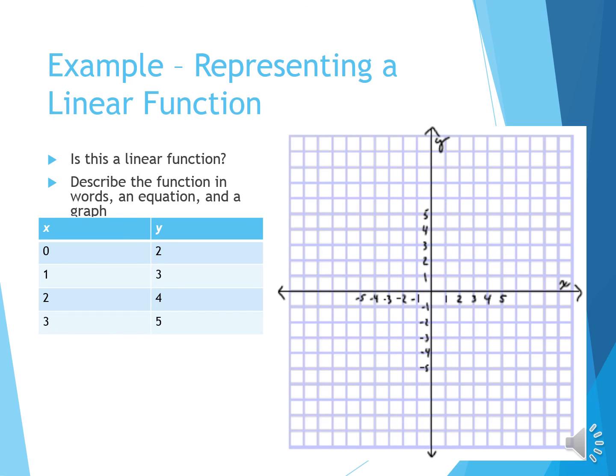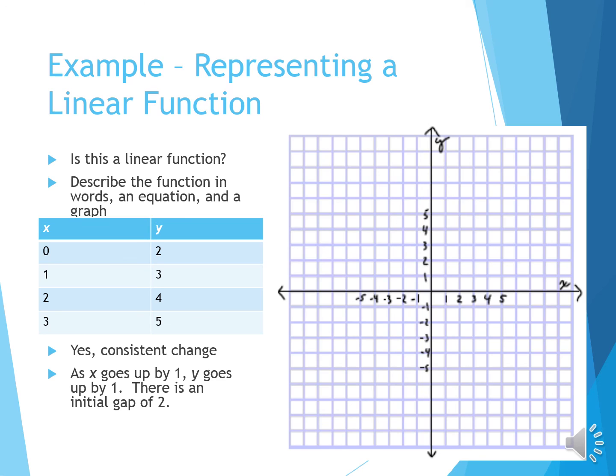So the first question is, is this a linear function? Because we have consistent rise or consistent increase, it is a linear function. Describing it in words, as x goes up by 1, y goes up by 1, and there is an initial gap of 2. The equation would come from adding the initial gap at the end and making y equal to x. So, y equals x plus 2.